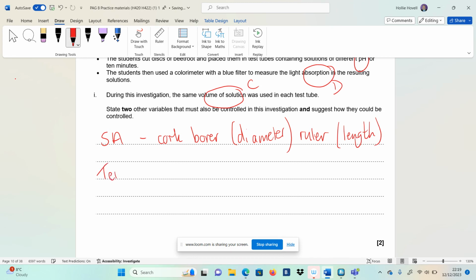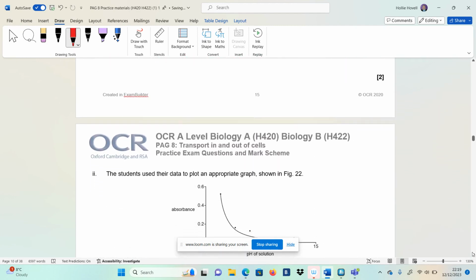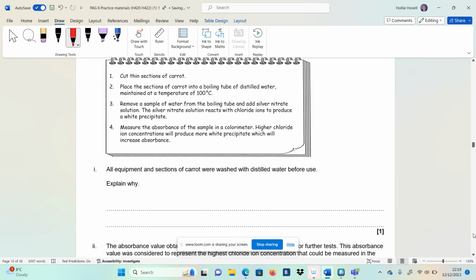We could talk about controlling the temperature, and the way we would do that is using a water bath. We could say that we need discs that are the same colour, and that's by using the same beetroot for each one. Don't cut one cylinder from one beetroot and another cylinder from another beetroot because it might have a different colour. The students use their data to plot an appropriate graph.